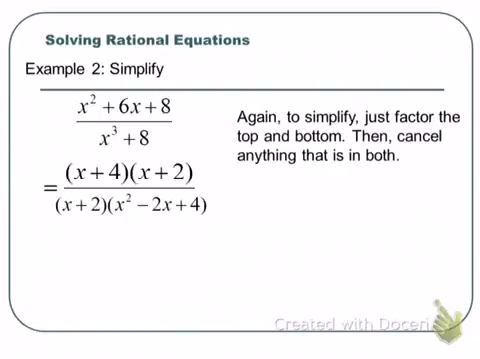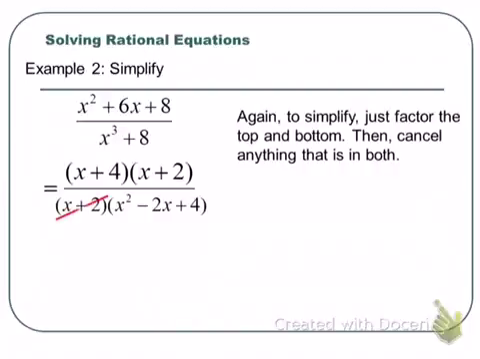Javen, see your mistake there? Yeah, I said multiple on them. Yeah, now we can simplify, right? So what will cancel here? x plus 2. The x plus 2's are going to cancel, right?